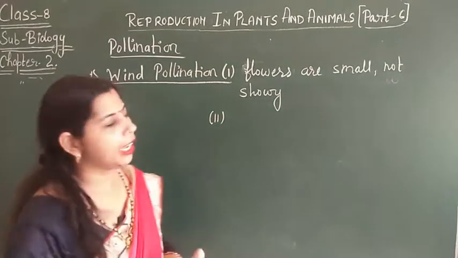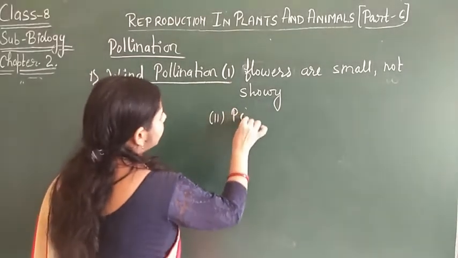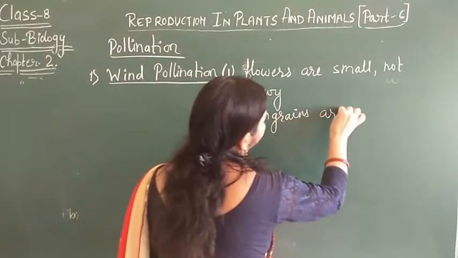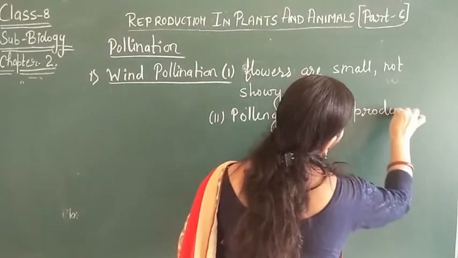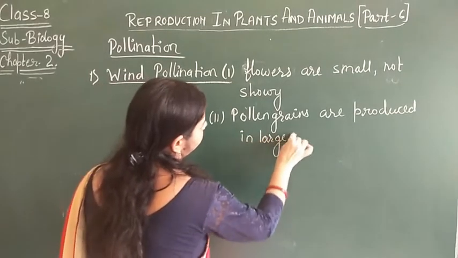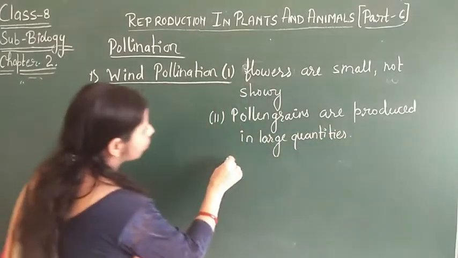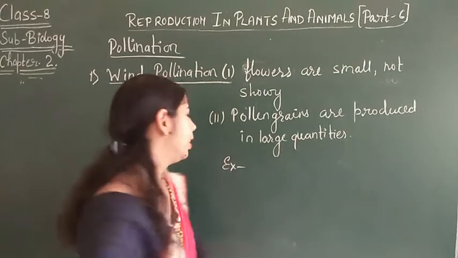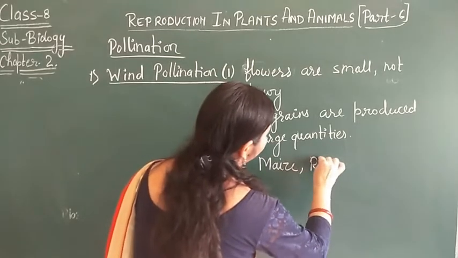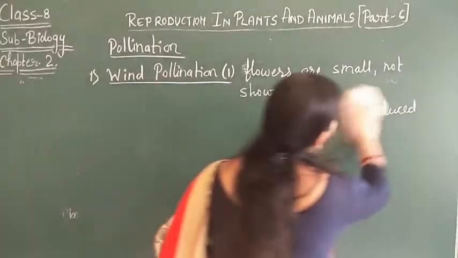Second, they are neither scented nor producing nectar. Then the pollen grains are produced in large quantities, so that they can be easily carried by the wind. Examples are maize, rice, pine, etc.